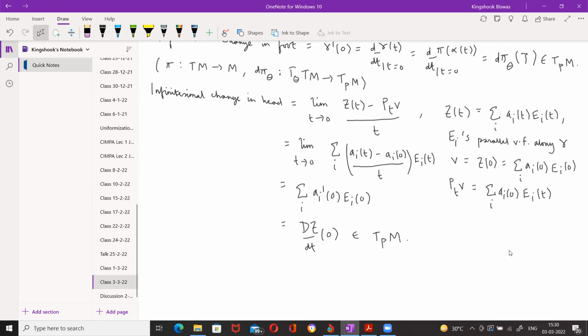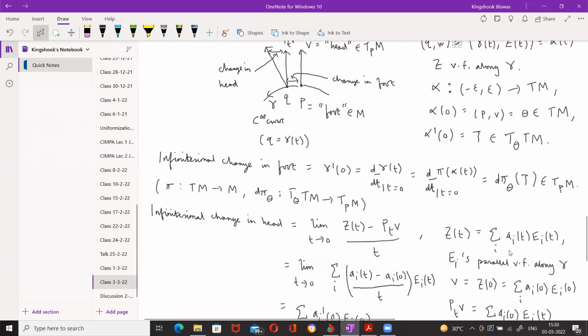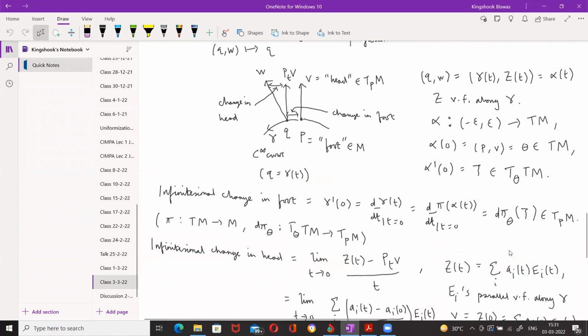Okay. All right. So is this clear? Yes. This will be the infinitesimal change in the head. It's just the covariant derivative of the vector field along gamma at time 0. Right? That is the change in the head. Okay, and the change in the foot is d pi_theta of xi.